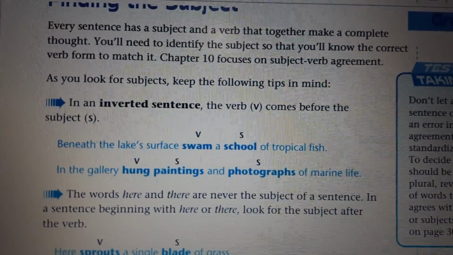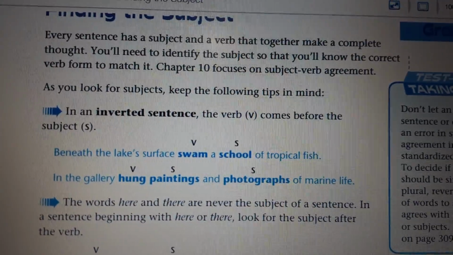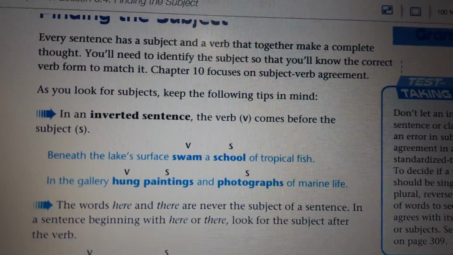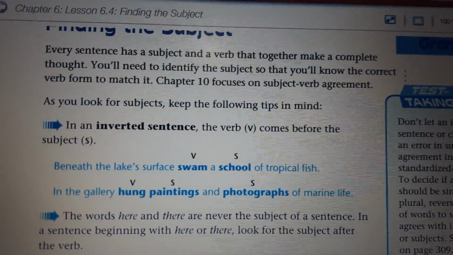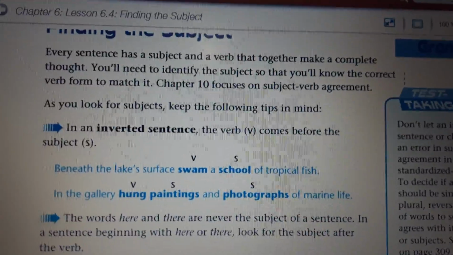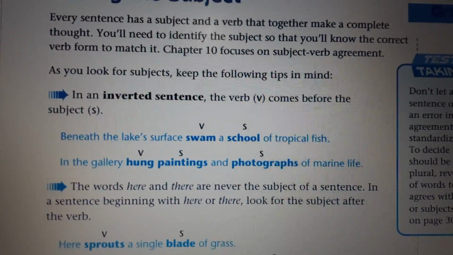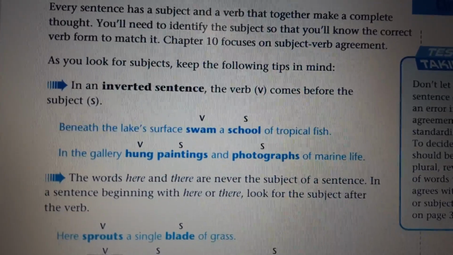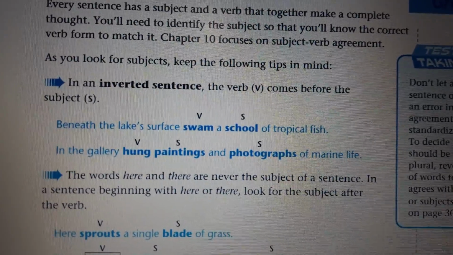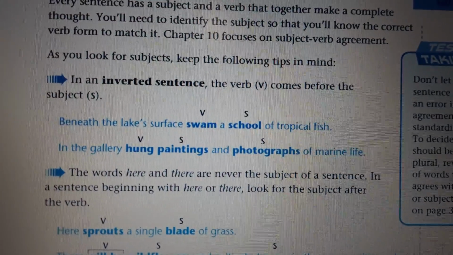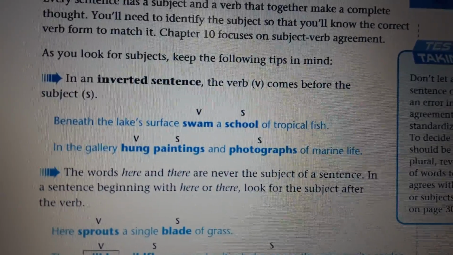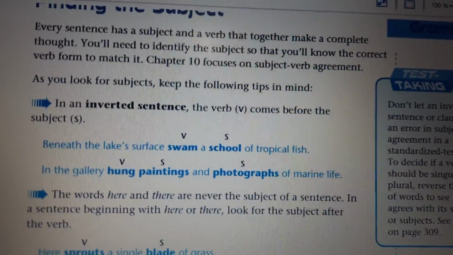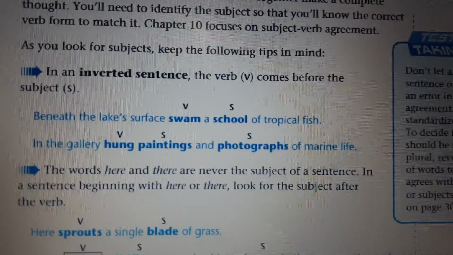So here, beneath the lake's surface swam a school of tropical fish. We have swam, the verb, and school, the subject. Okay, so we have here the verb before the subject. Good. And the second sentence, in the gallery hung paintings and photographs of marine life. So in the gallery hung paintings and photographs. So hung, this is a verb, okay? Paintings and photographs, we have two subjects here, okay?